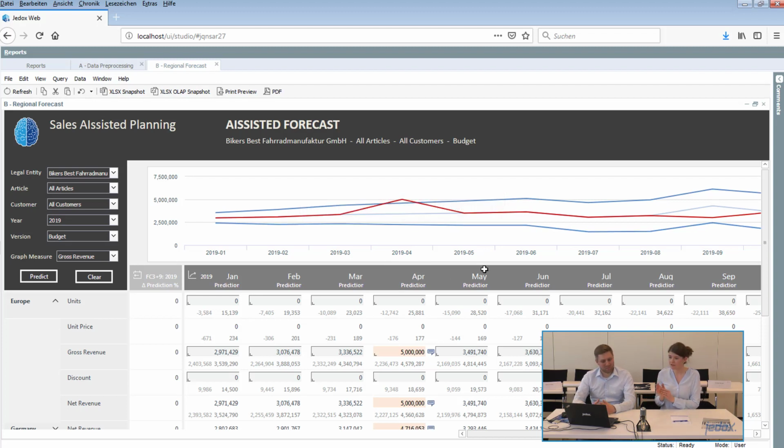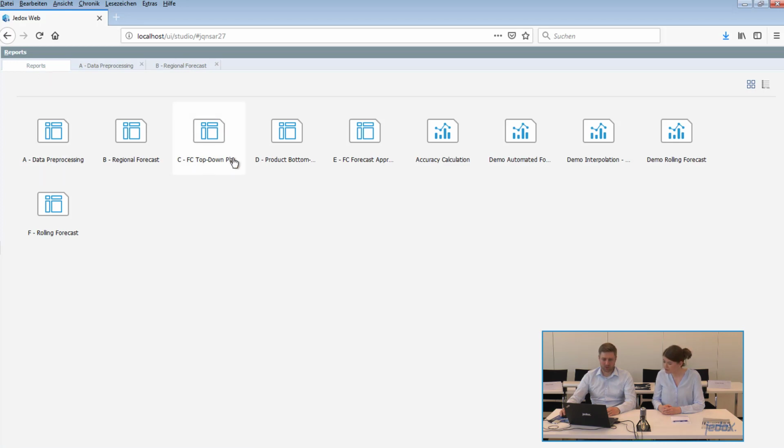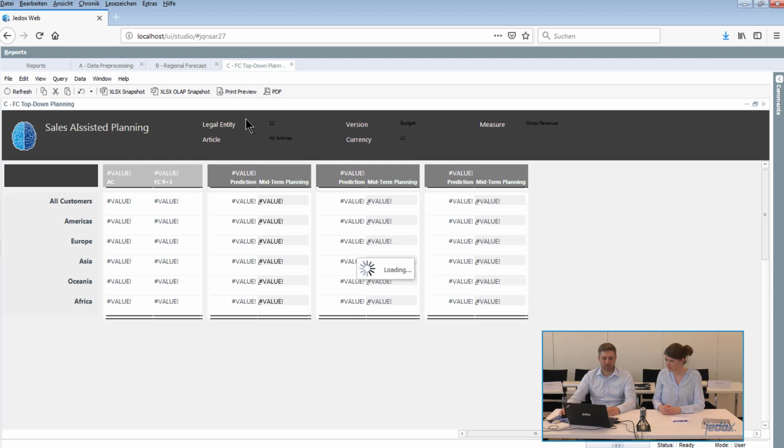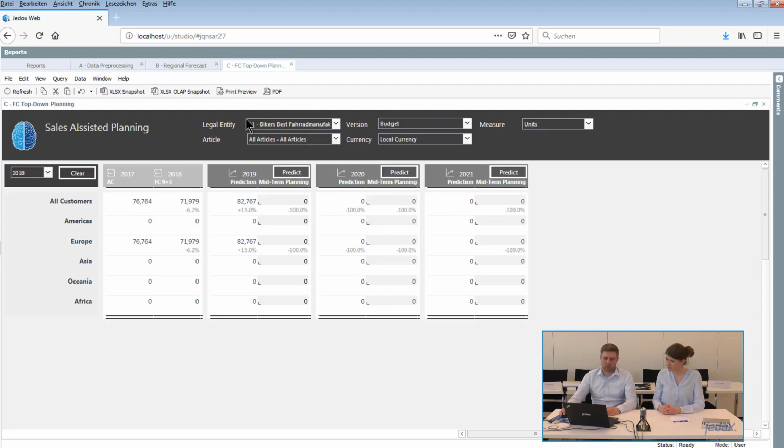Okay, so that means what we'll look at next is different types of planning, right? The other reports we saw? Exactly. So the next step will be the top-down planning. So I go to the demo reports. It's C now, top-down planning. It's also a standard planning report where we have the previous years here, and we already have the prediction here. And now I set the targets for the next year.